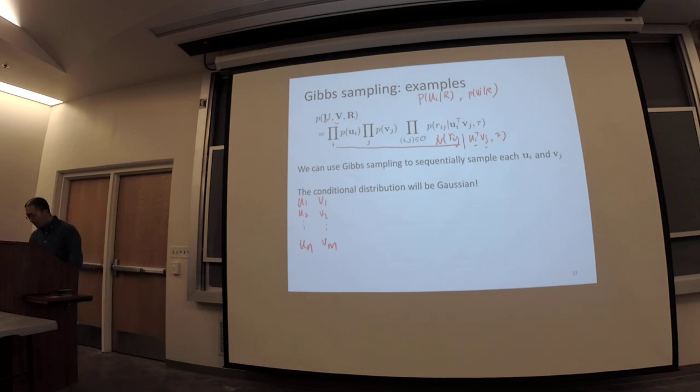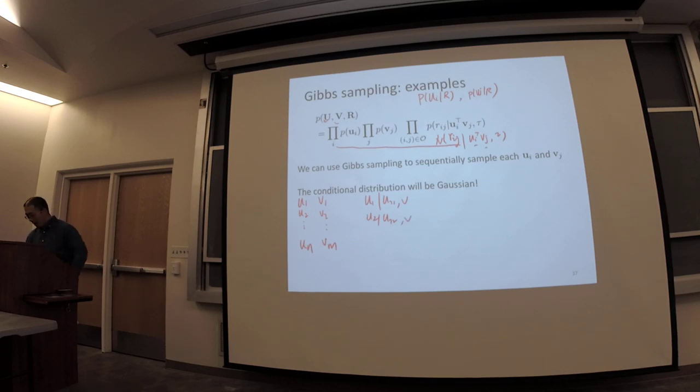So the procedure is: I'm going to sequentially sample U1, given all the other users and given all the movies, which are latent feature vectors. And then you sample U2, given all the other users' latent feature vectors and the movies' feature vectors. You just alternate to do that.